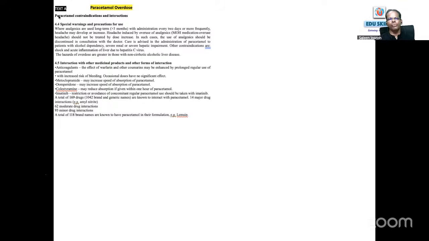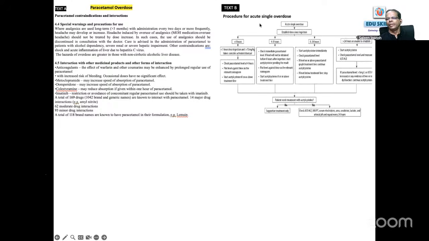For example, for this text A, the heading paracetamol contraindications and interactions is not given. So what do you have to do? You have to see the subheadings here and select the main words as the heading. Okay. Now here, what is the text heading? This is text B.